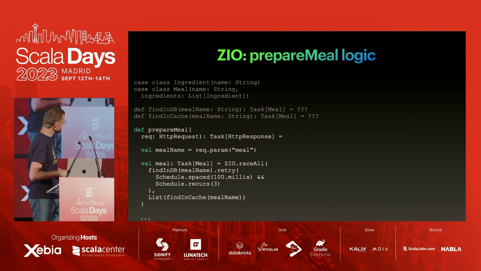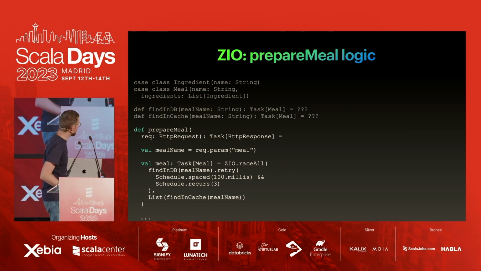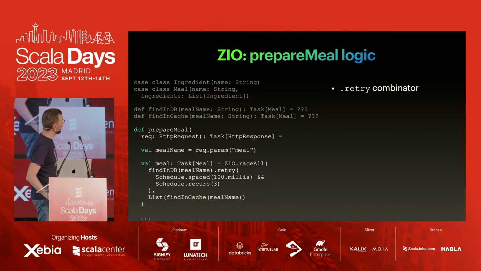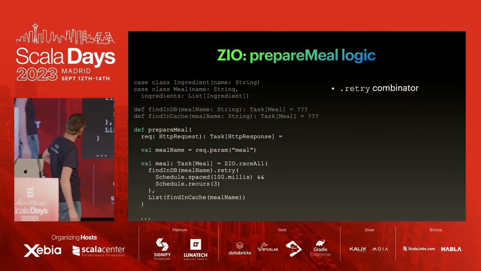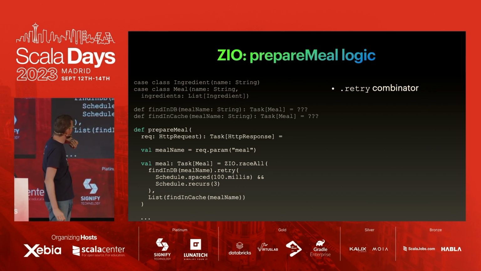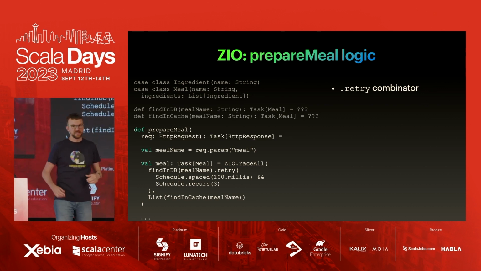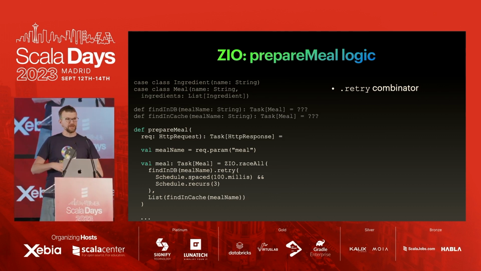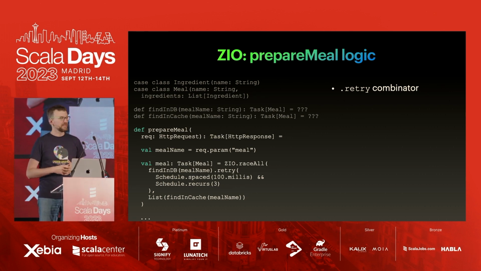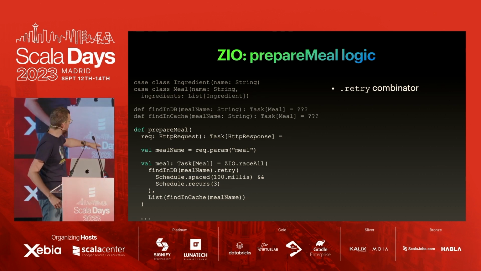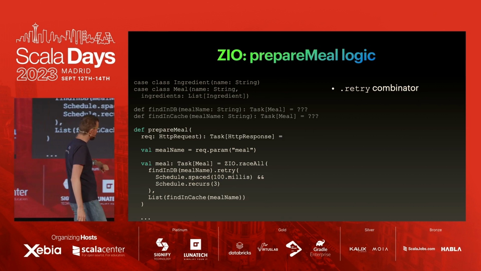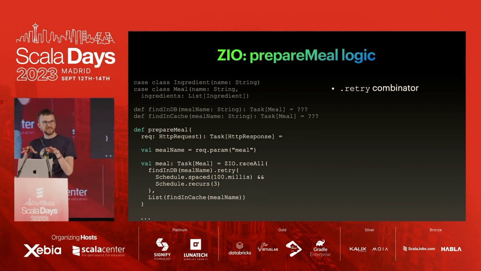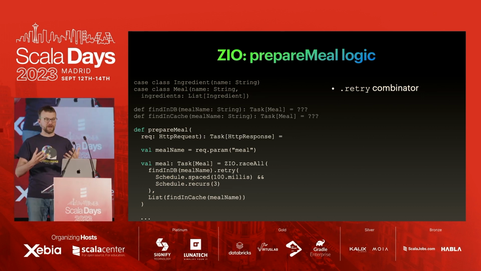So first of all, let's go inside out. So let's look at the find in database method, right? As I said, we want to retry it 3 times. So we modify this description, saying that the Zio runtime should actually retry this computation 3 times if it fails, right? And then we've got another combinator over here, race all, specifying that the runtime should actually race these 2 computations, and the faster one will win.